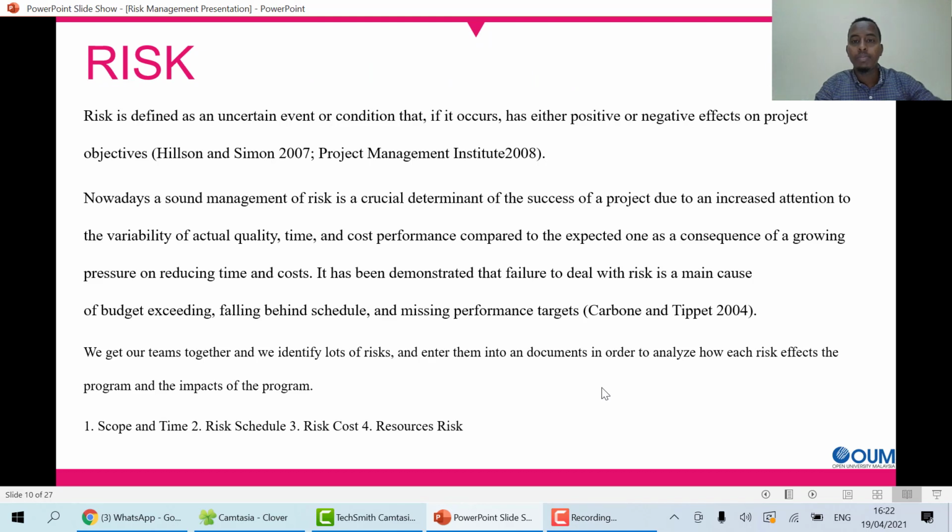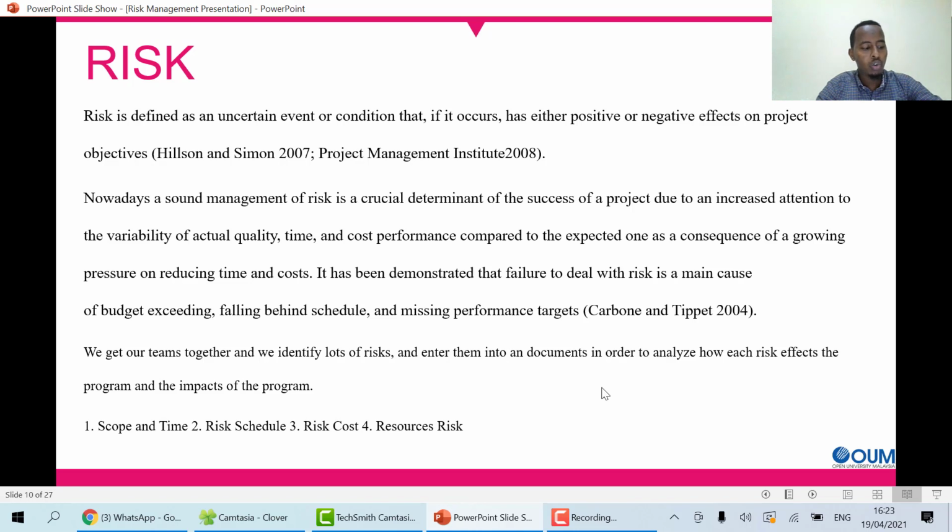Bismillah ar-Rahman ar-Rahim. I am Ahmed Abubakar Abdul Wahab, student at Open University Malaysia, semester 1. I'm going to identify risk. Before identifying risk, we have to understand what is risk. A risk is defined as an uncertain event or condition that, if it occurs, has either positive or negative effects on a project's objectives.